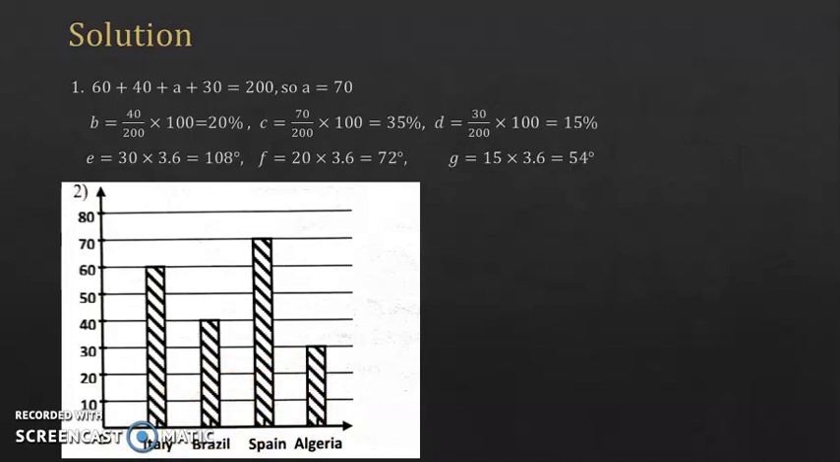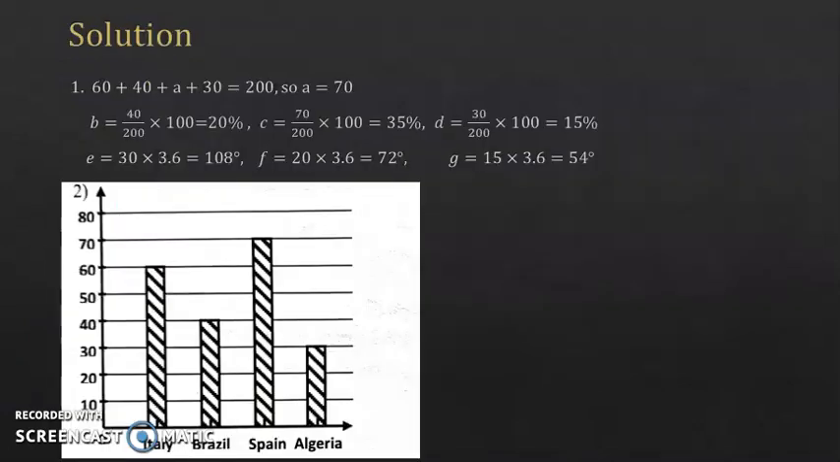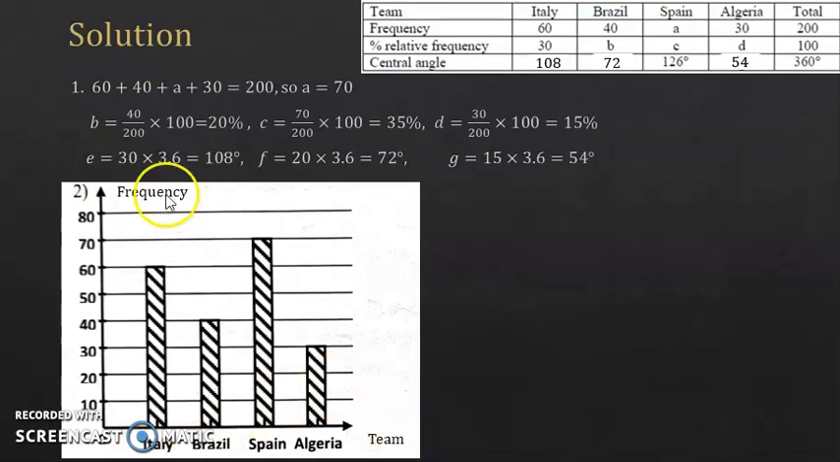Now we still have the last part. Construct the corresponding circle graph. By the way, these two words were missing, so I added them now. The x-axis corresponds to the team, and the y-axis corresponds to the frequency. Now for the circular graph, you have the central angle for each value. So you just need to draw it now.